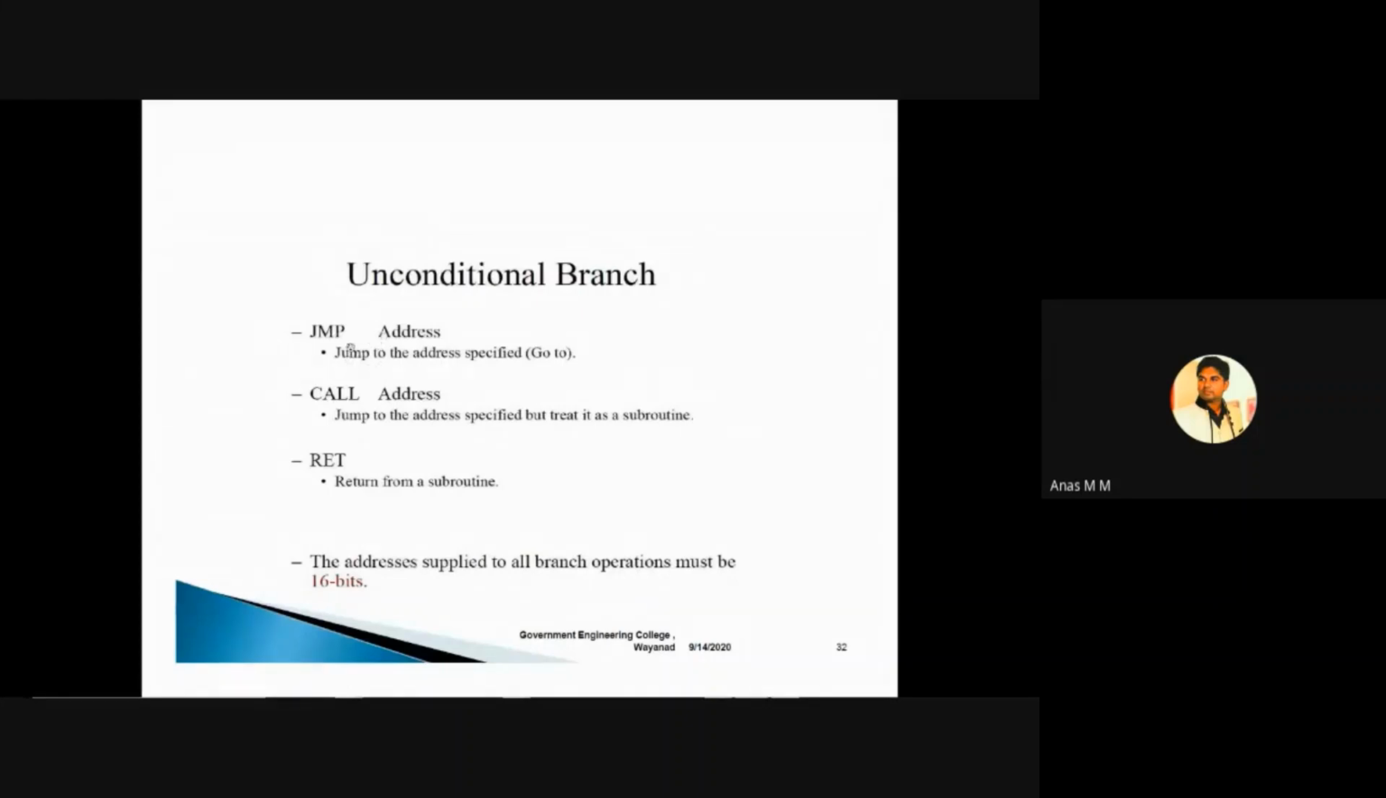So for example, JMP 200 means that in the program we jump to 200 without any condition. We can also use the return instruction. So these are the unconditional branching instructions.